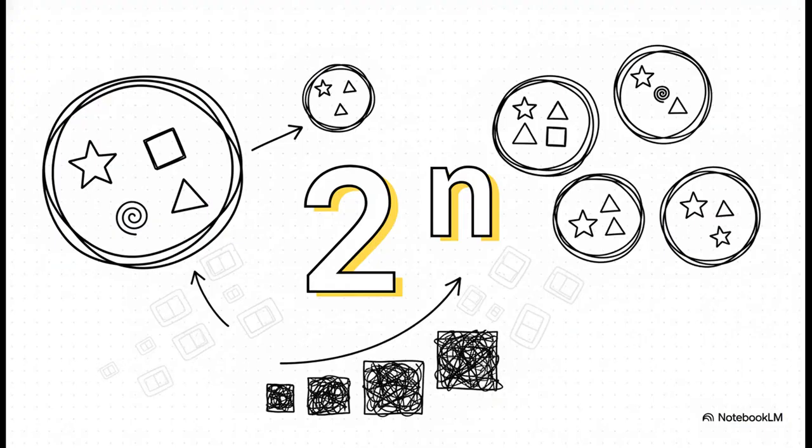So, for any set with n items, there are 2 to the power of n possible subsets. And this number, it grows terrifyingly fast. With just 20 items, you're looking at over 1 million combinations. With 30 items, it's over 1 billion. How on earth could you possibly check them all?